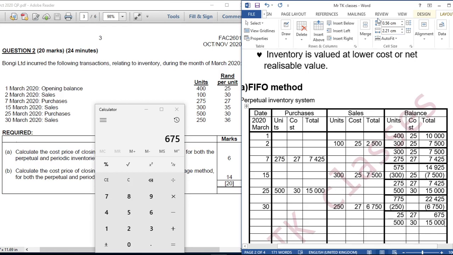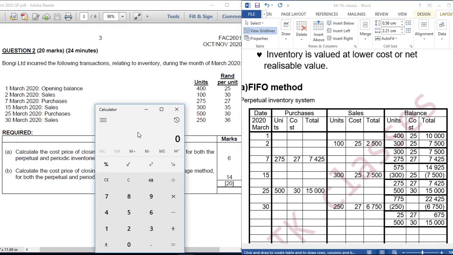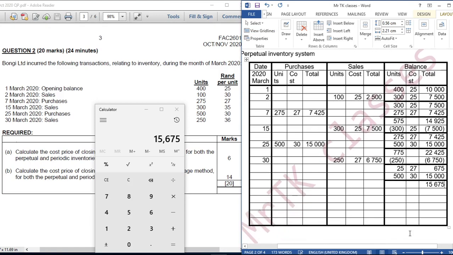Okay. So now we can simply add these two things. Let us get our total there: 675 plus 15,000. So we are going to get 15,675. That's what we are going to get.